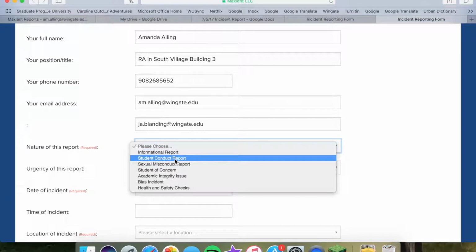Next is the student conduct report. So say on rounds over the weekend you have to break up a fight or there's a disorderly conduct incident due to recurring quiet hours violation, things of that nature will go under this one.